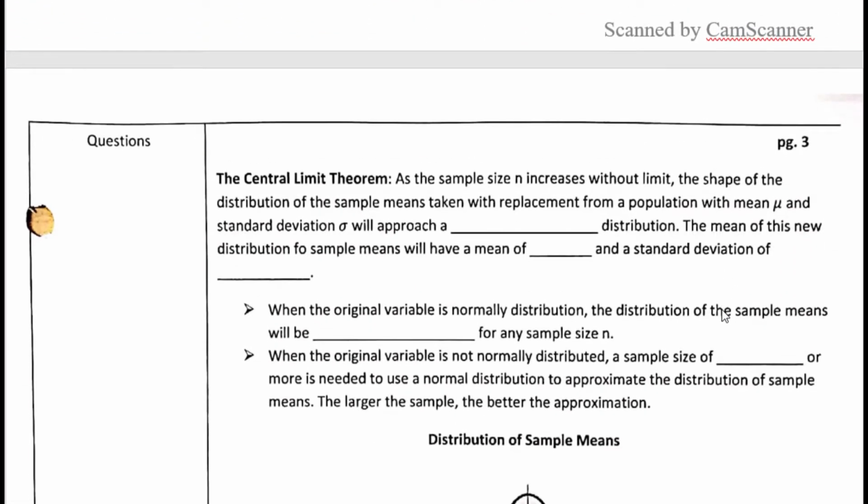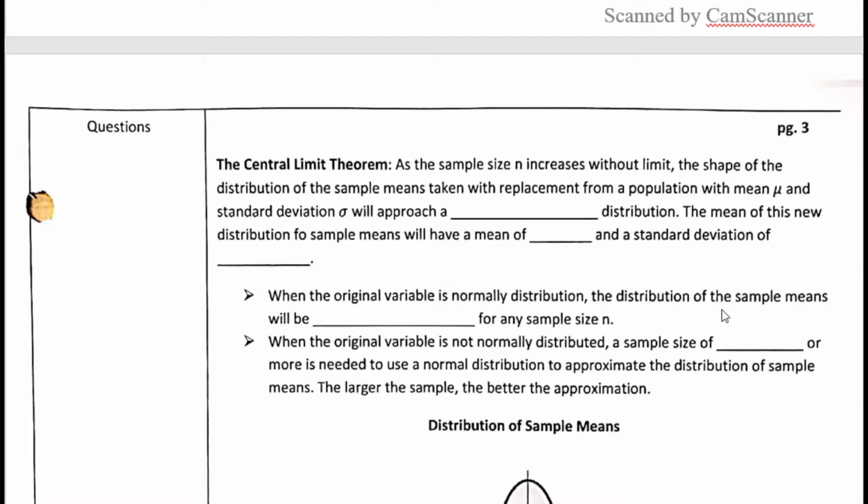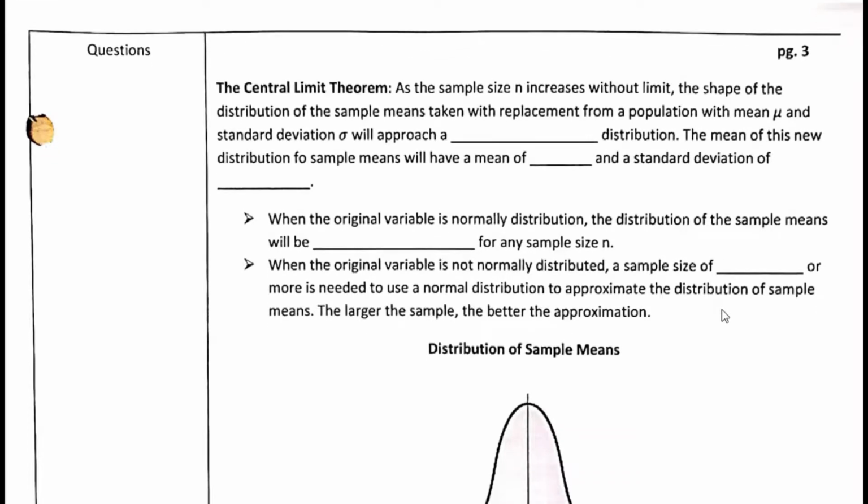So the central limit theorem says that as the sample size n increases without limit, that's why it's called the limit here, meaning that as n gets bigger and bigger, so like in our example, we had a sample size of 2.